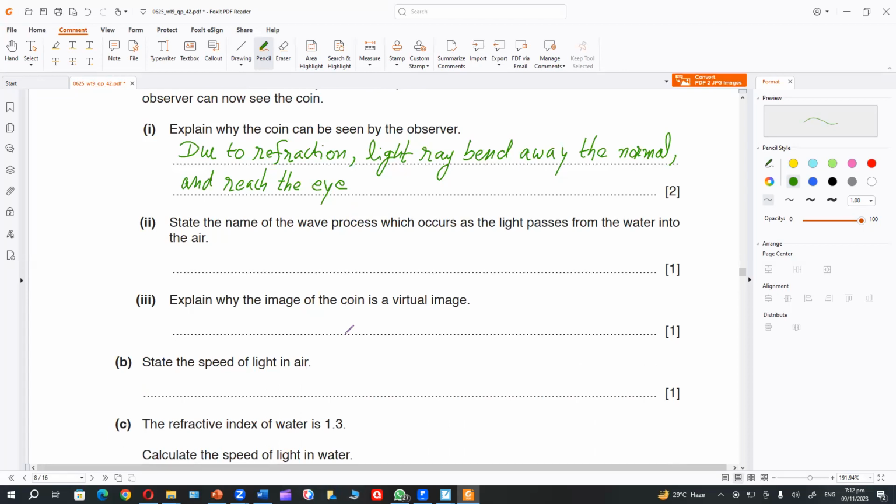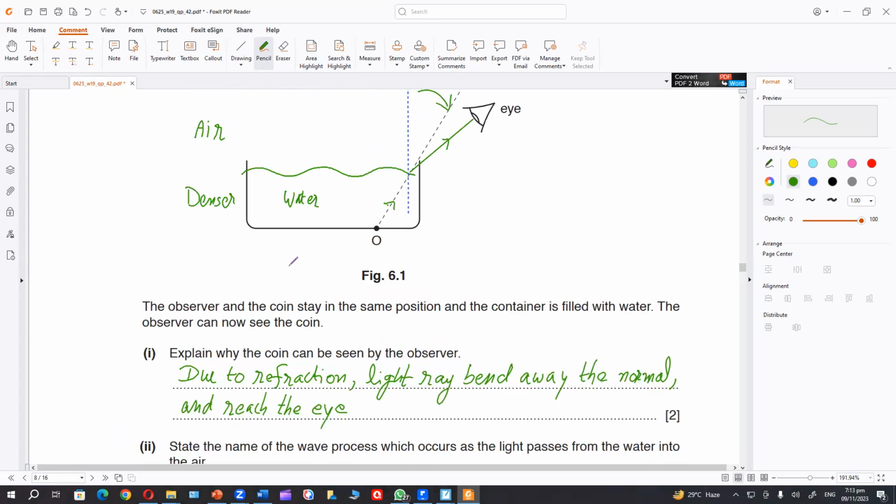State the name of the wave process which occurs as the light passes from the water into the air. Explain why the image of the coin is a virtual image. So what is a virtual image?